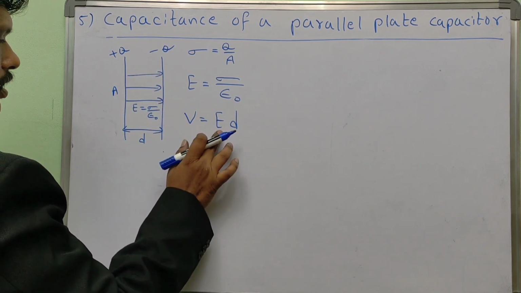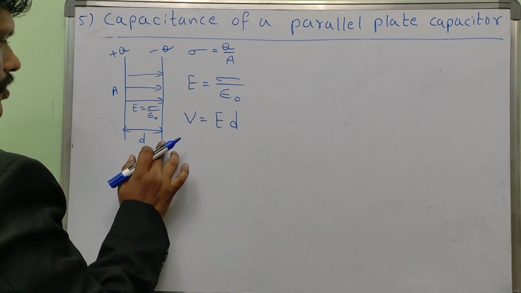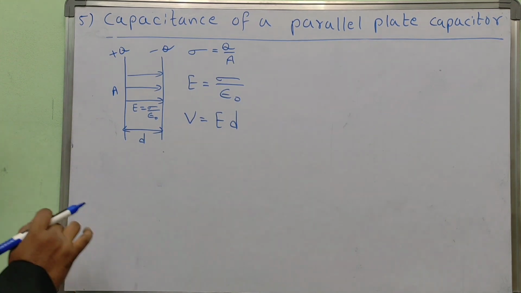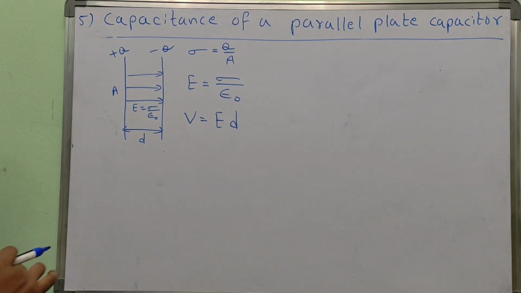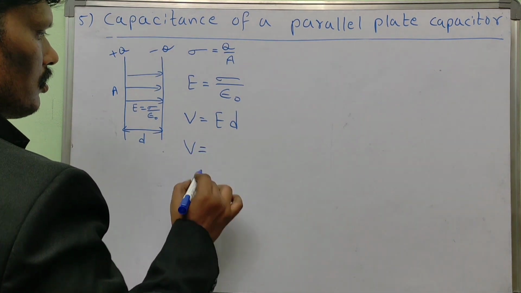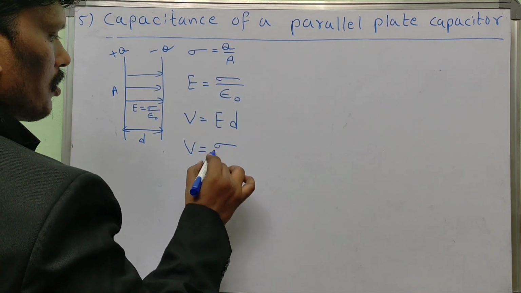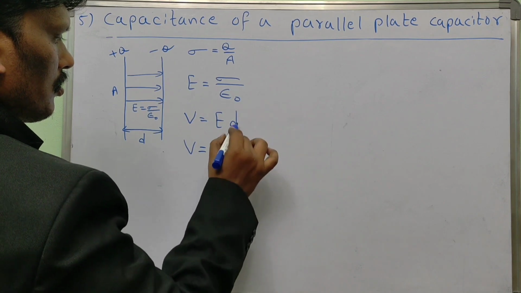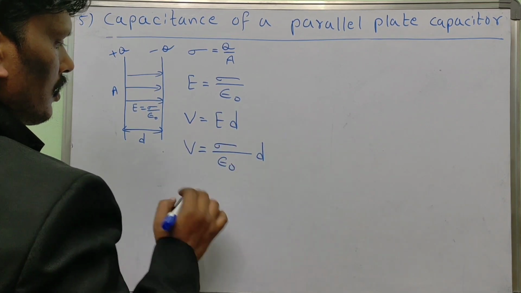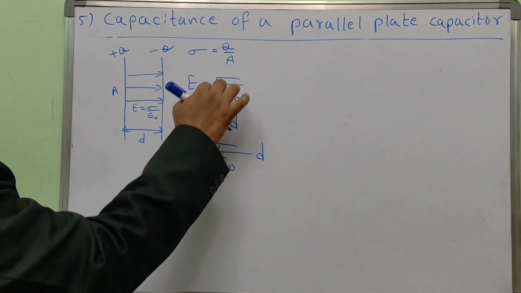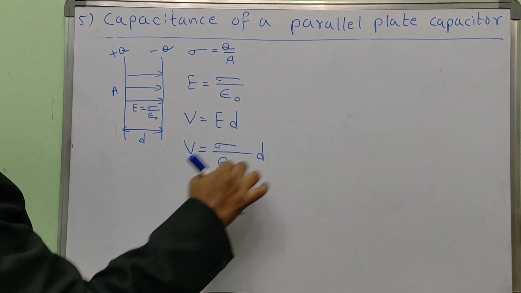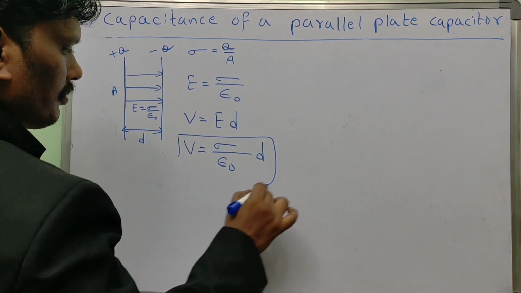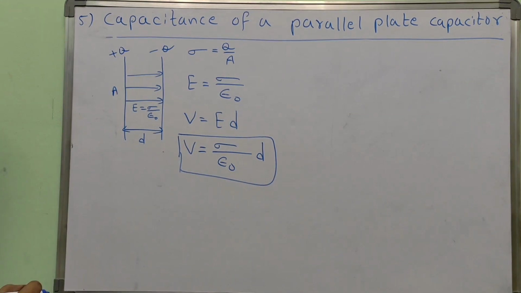Electric field between the plates into separation between the plates. That E into D will give the potential difference between the plates. Then V is equal to, what is E? Sigma by epsilon naught into D. That is V.